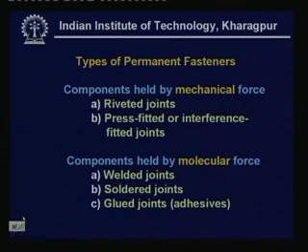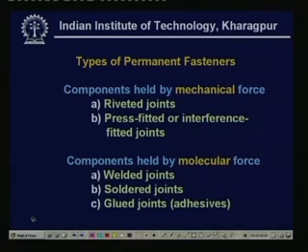The permanent fasteners are of two types. One is the components which are held by mechanical force, and there are two kinds. One is the riveted joints which we had discussed earlier, and the second one is the press fitted or interference fitted joints.